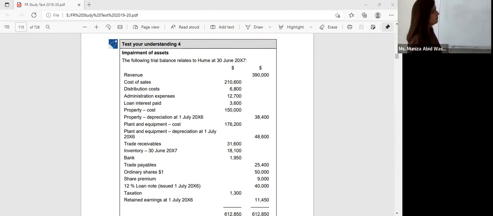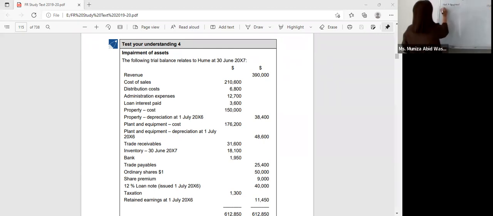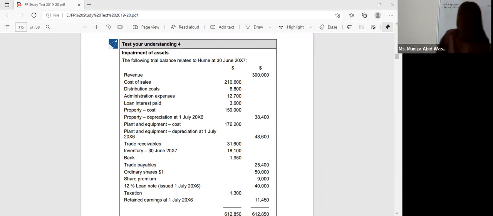Then we have plant and equipment. We are going to write it as well. Plant and equipment cost is 176,200. And accumulated depreciation at 1st July 2006 is how much? 48,600.